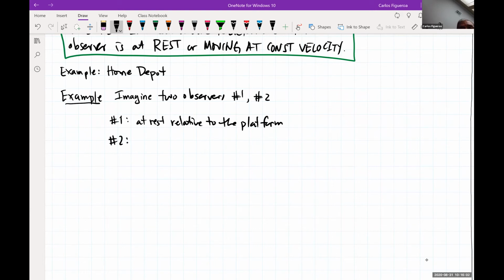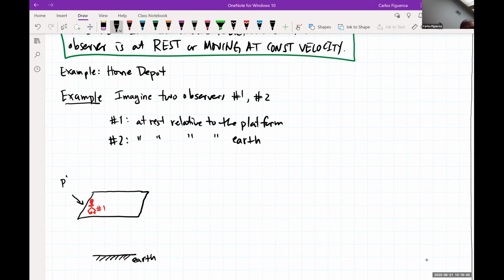Observer number 2 is going to be at rest relative to the Earth. And what we're going to do here is imagine that I have a platform right here. This first observer here, I'm going to draw in red, and this one's going to be number 1. And then I'm going to have the Earth here. And this guy here, of course, is the platform.